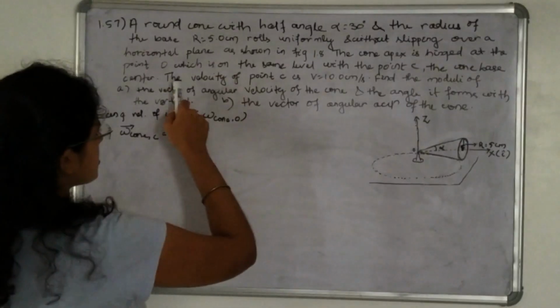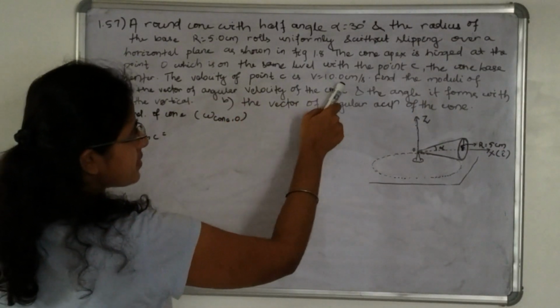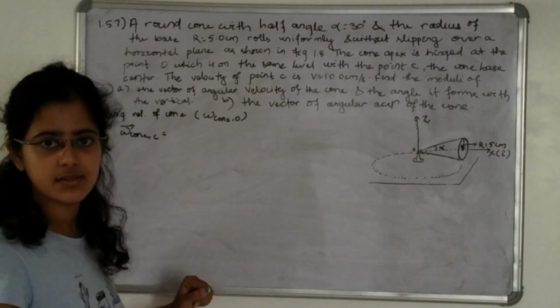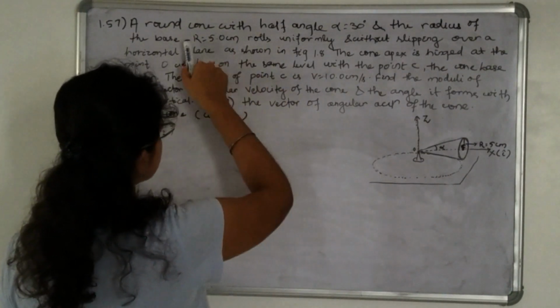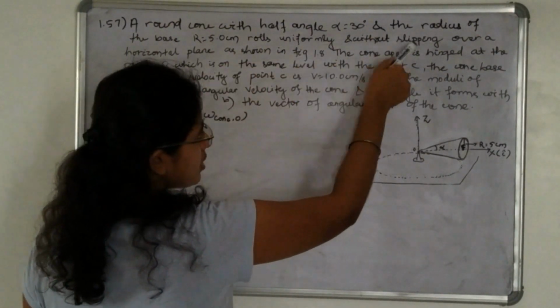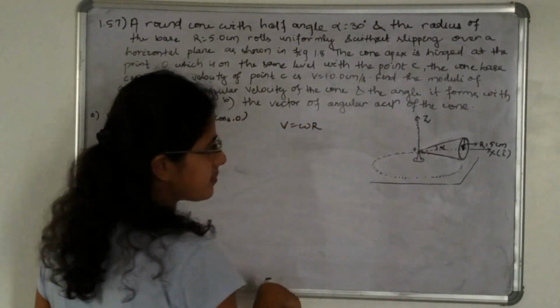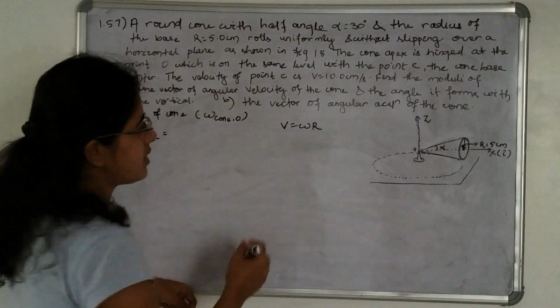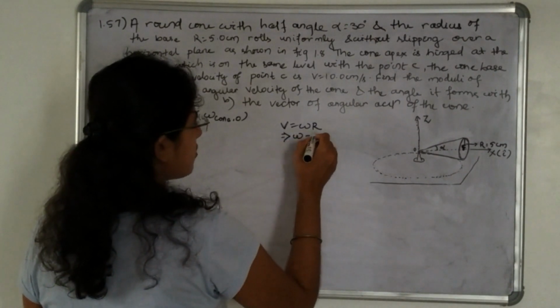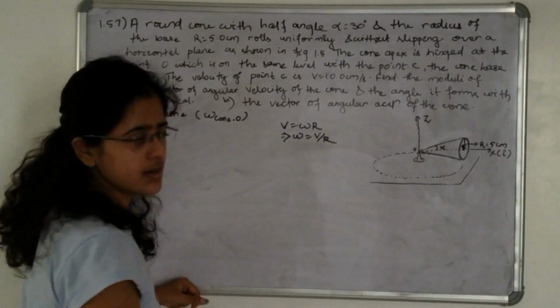It is given in the question that the velocity of the point C is v equal to 10 cm per second. As it is given that it is rolling uniformly without slipping, that means v is equal to how much? Omega times r. So omega is equal to how much? V divided by r.